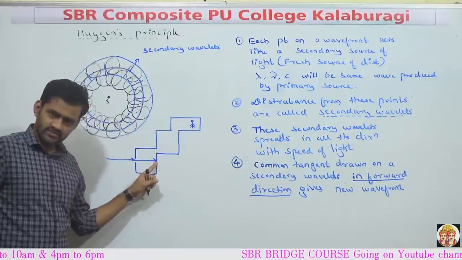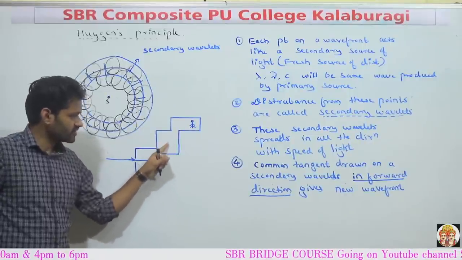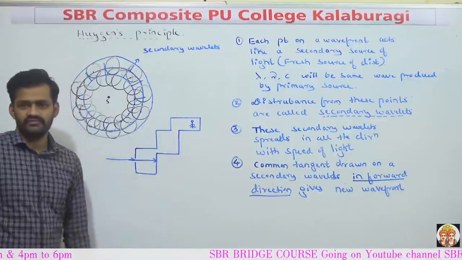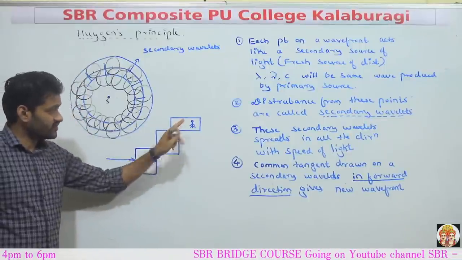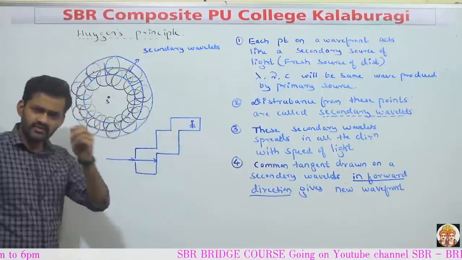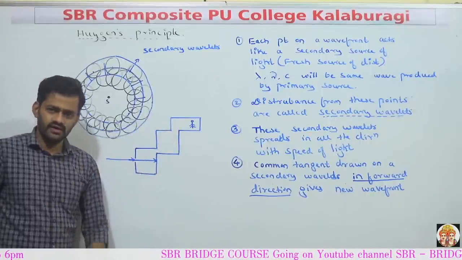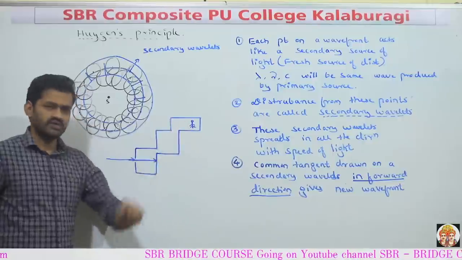This light will close at this point. If it is closed at this point, intensity of light will not come here, and here also it will not come. But how will intensity of light come over here? At this point, a little bit of intensity of light we are getting. A little bit of brightness will come at this compartment.